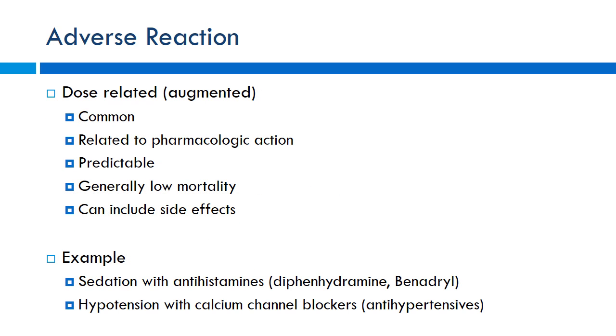Looking at dose-related or augmented effects of adverse reactions. These are pretty common. It's going to be related to the pharmacologic action of the drug. So if I give you a beta blocker that blocks beta adrenergic receptors, if I keep increasing the dose of that drug, you're going to be blocking more beta receptors. You're more likely to see an exaggerated therapeutic effect. In this case, you'd have lowered heart rate, lowered blood pressure. That may be a side effect for your patient, right? It's very predictable because I know that if I increase the dose, I'm more likely to see these particular effects. Generally, low mortality. Once you notice that you're having the effect, you can generally withdraw the dose or reduce it.